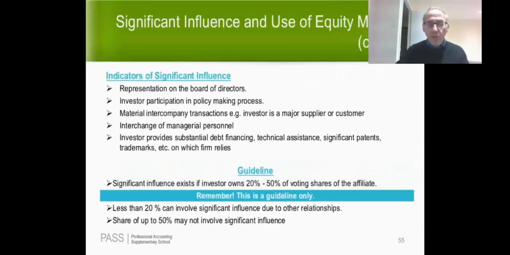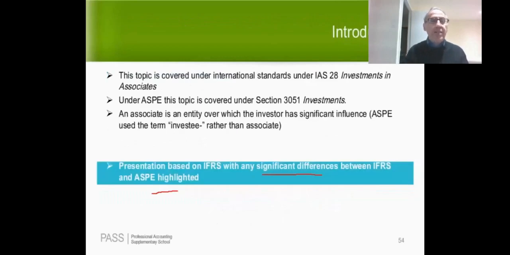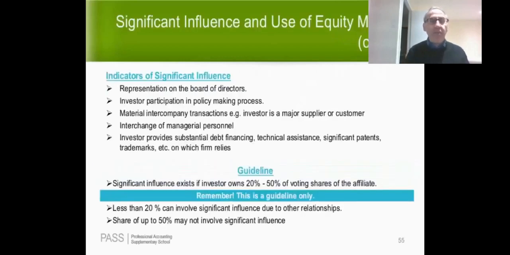When you're dealing with significant influence, some people make a big mistake. They immediately fall back on the guideline. There is a guideline that says that significant influence normally exists if an investor owns between 20 and 50% of the voting shares of the affiliate, what we're calling the associate or investee. So there are some candidates where if A purchases 22% of B, they assume that A has significant influence over B. If they purchase 18% of B, they assume they don't. That's a huge mistake. Please keep in mind that the 20 to 50% rule is nothing more than a guideline.